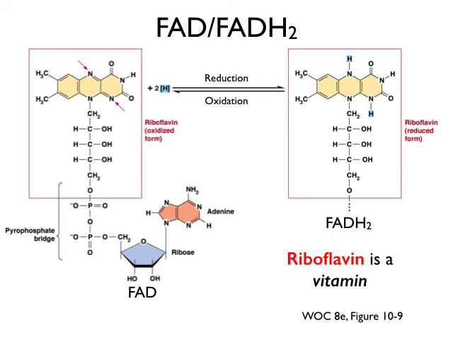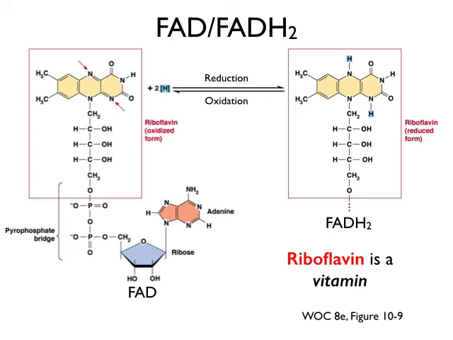Here we have FAD on the left. You can see that its structure is not too dissimilar, at least the bottom part of it, from what we saw for NAD+. And we have another functional group, and this functional group can undergo oxidation or reduction, just as we saw with NAD+. This functional group actually is provided in our diets as a vitamin. It's called riboflavin.